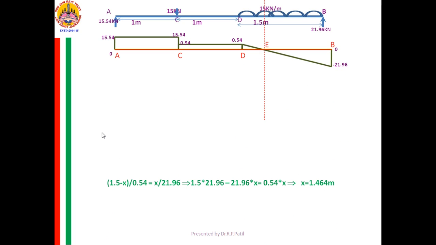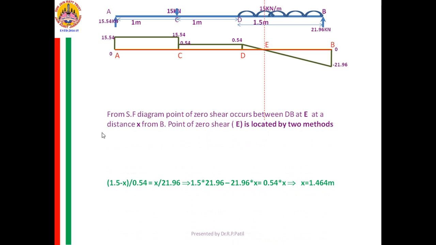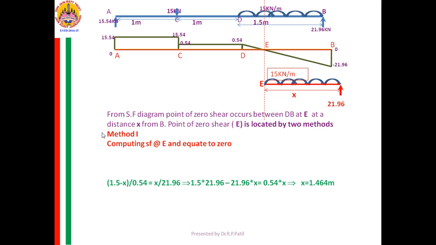This is what the SF diagram already you have drawn there. I am explaining it in the next page, I brought it here. That point I am calling it as the E, where the SF is becoming 0. Let that point from SF diagram, point of zero shear occurs between D and B at E. That point I am calling it as the E, and it is at a distance of X from B. I am assuming it is at a distance of X from B.